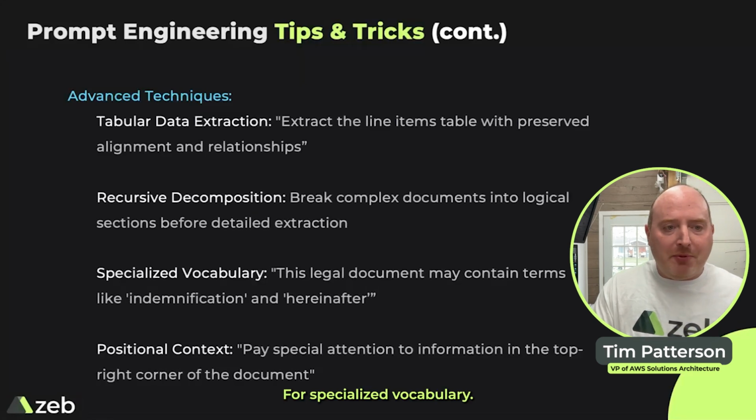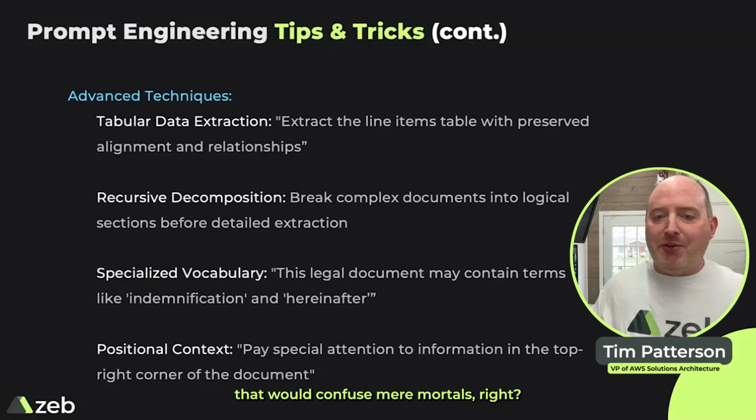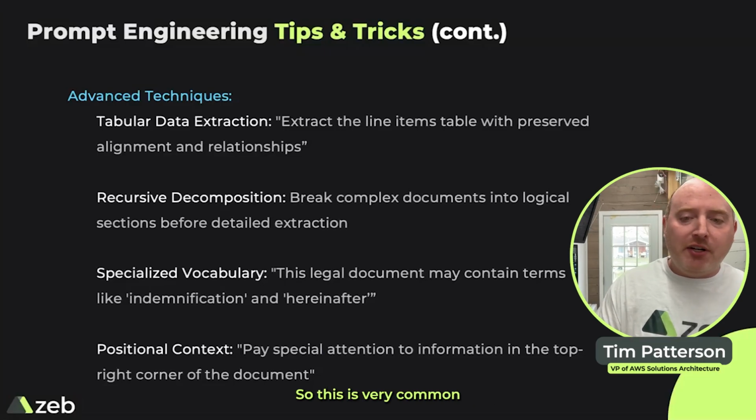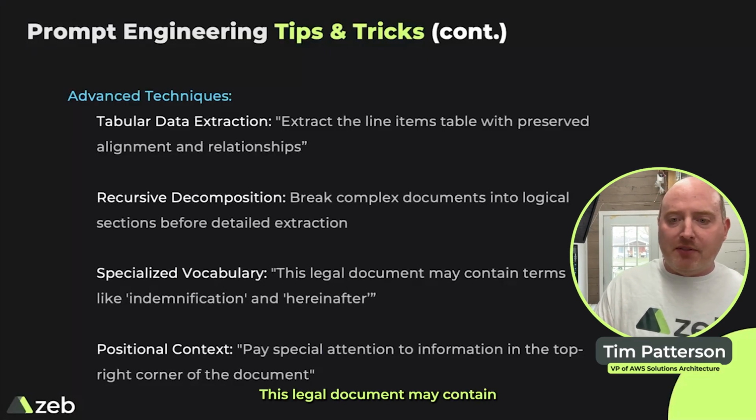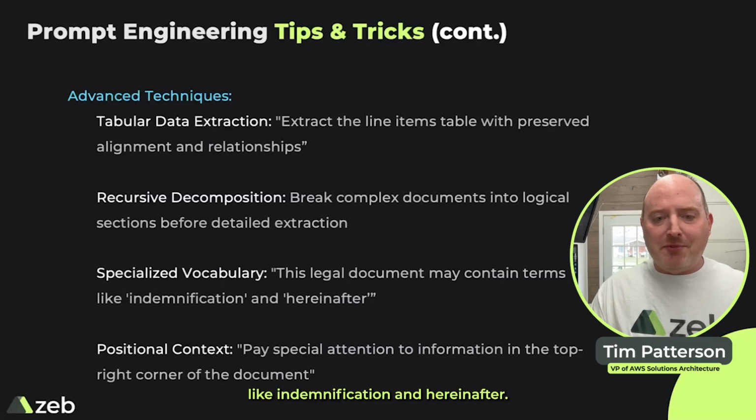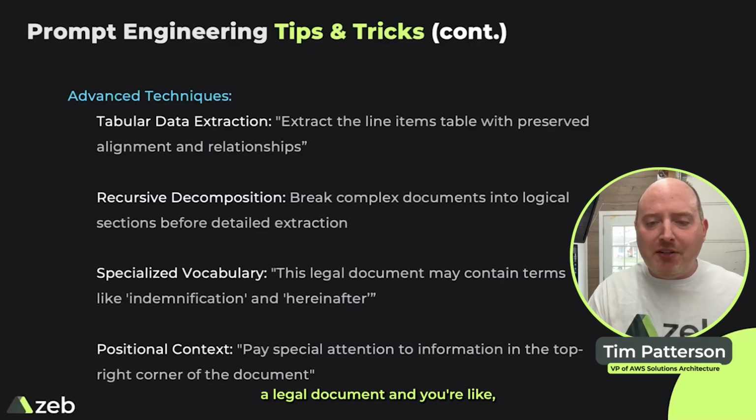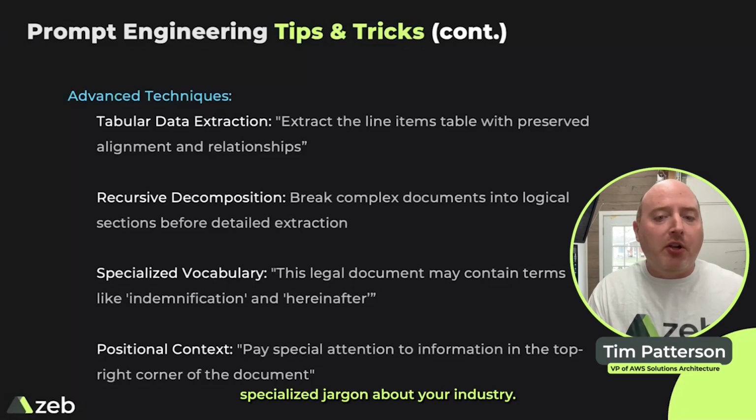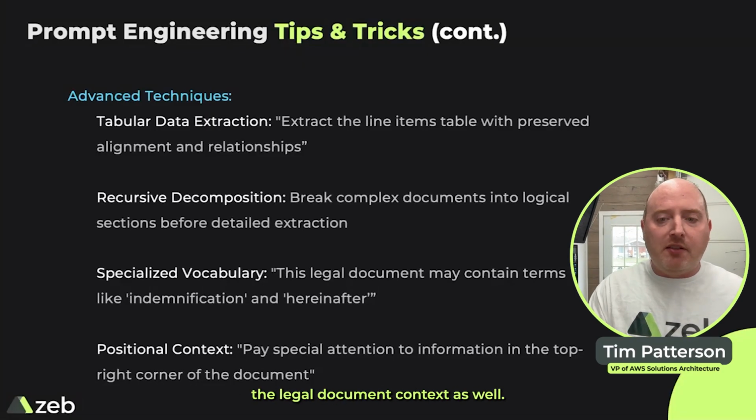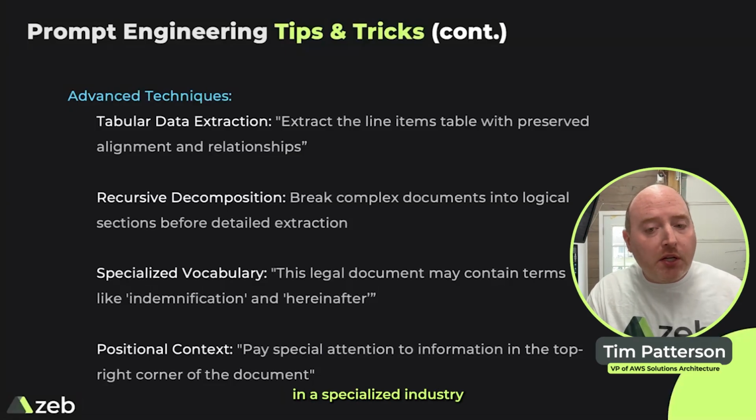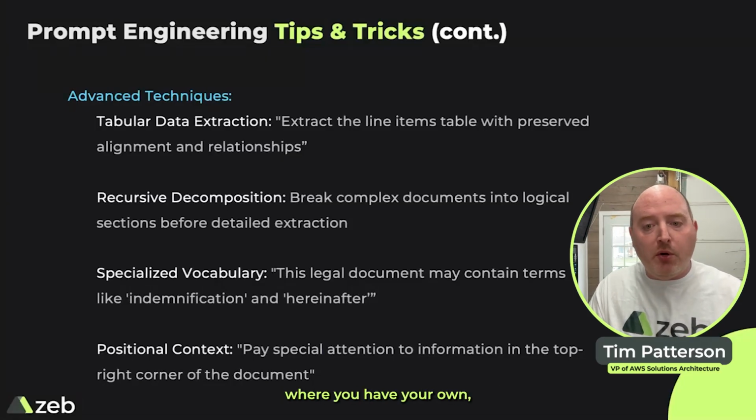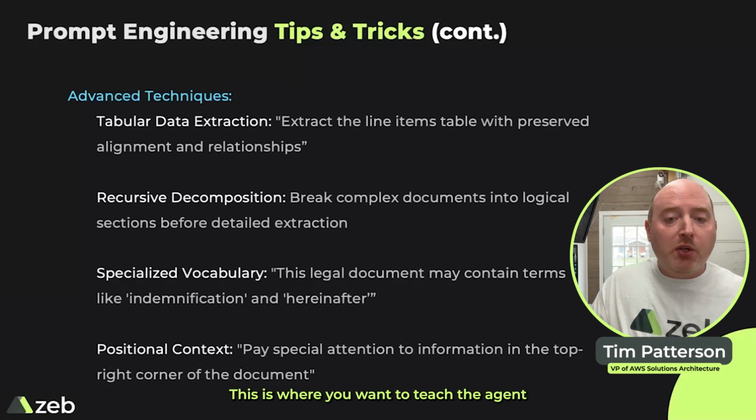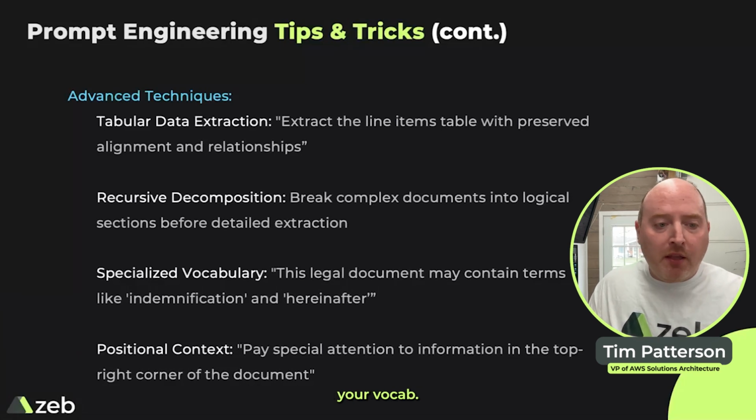For specialized vocabulary, this prepares AI for the jargon that would confuse mere mortals, right? So this is very common in legal documents. This legal document may contain terms like indemnification and hereinafter. Have you ever tried to read a legal document and you're like, what is this talking about? This is where you're giving it specialized jargon about your industry. And that applies to things outside the legal document context as well. Maybe you're working in a specialized industry where you have your own glossary of terms. This is where you want to teach the agent your vocab.